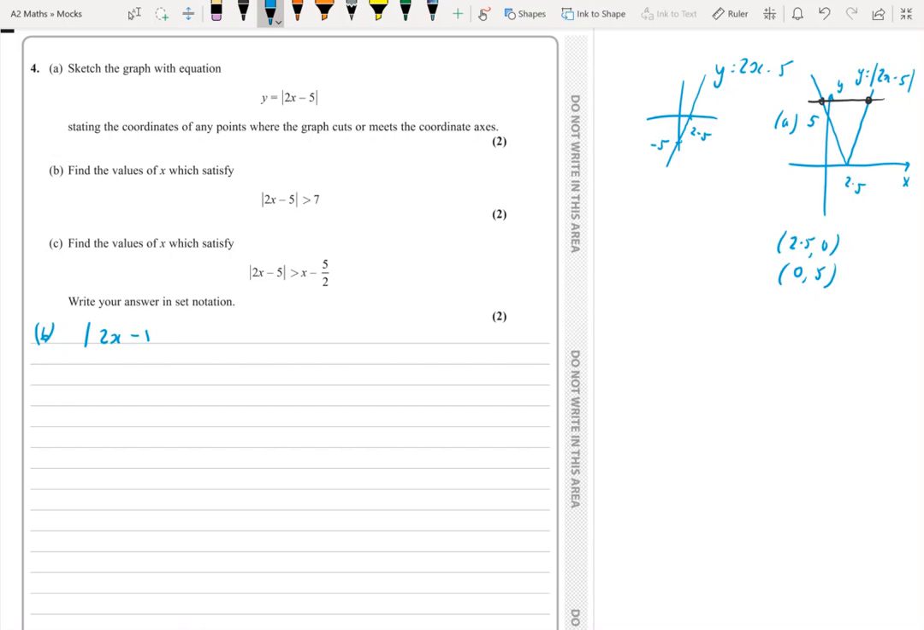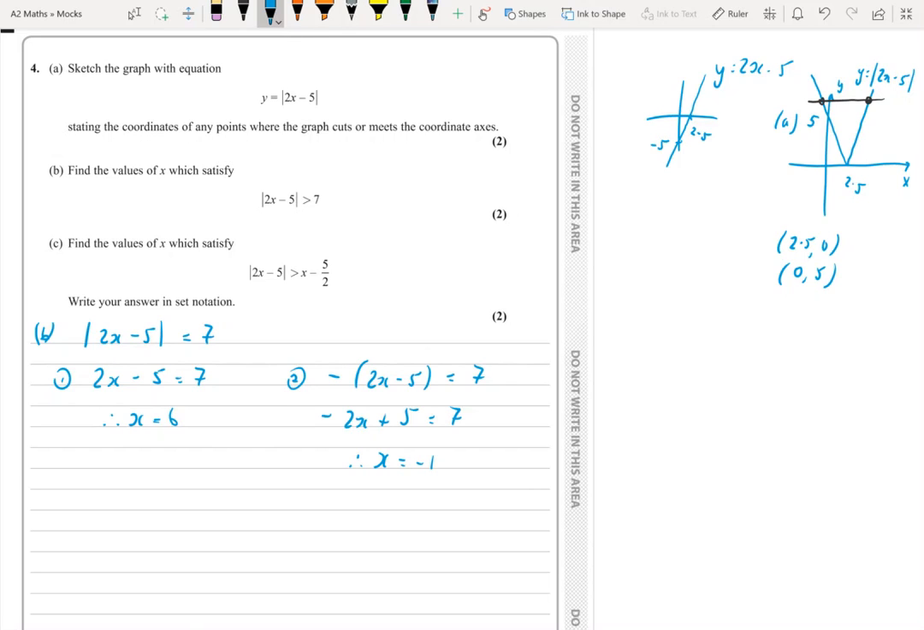Let's look at modulus 2x minus 5 equals 7 to find those points of intersection. Remember, you get 2 cases. So one, you just ignore the modulus signs. 2x minus 5 is 7, 2x is 12, gives us x equals 6. And the second situation when you're solving an equation with modulus signs is, if it's not 2x minus 5, then it's the negative of 2x minus 5 that equals 7. And if you simplify that, minus 2x plus 5 equals 7, and you get x equals negative 1.